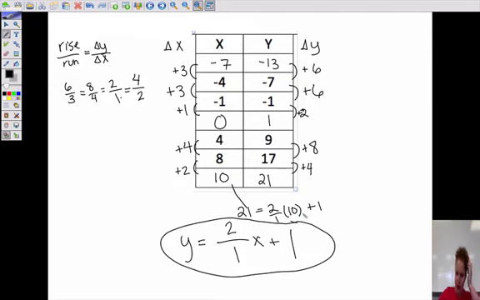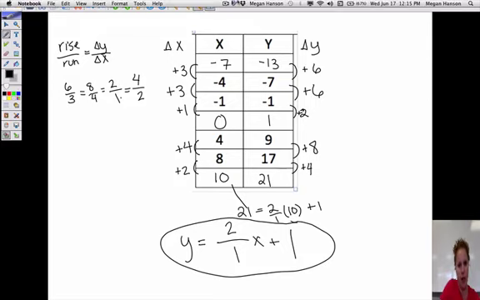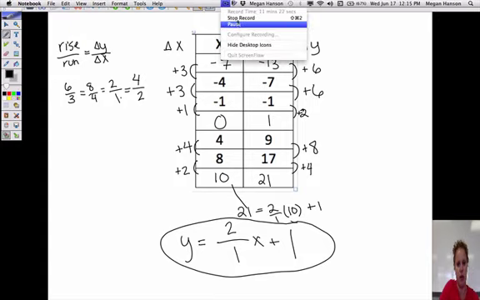So you're going to go ahead and try some problems on your own or work with your teacher. That is writing equations from tables.